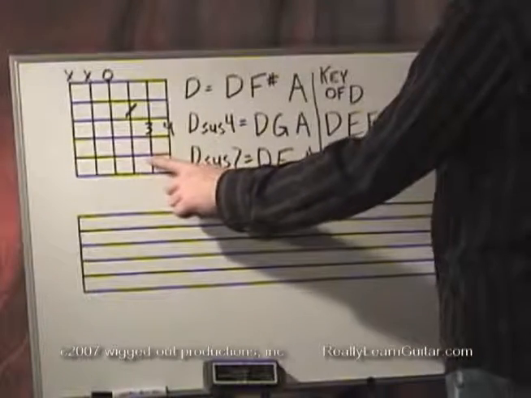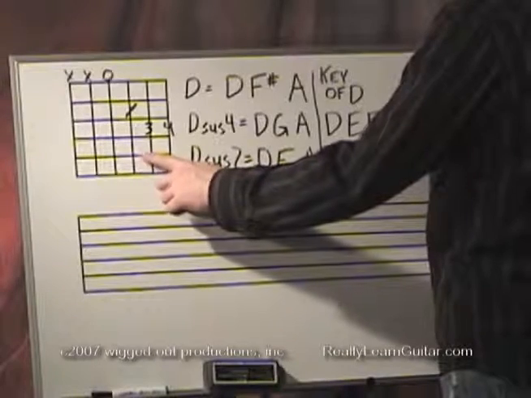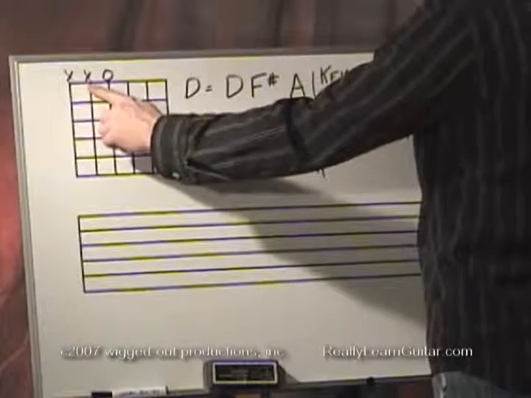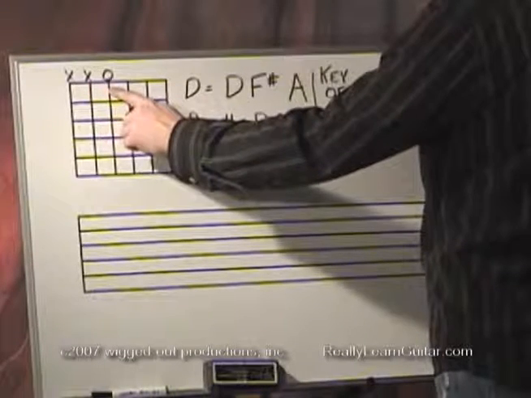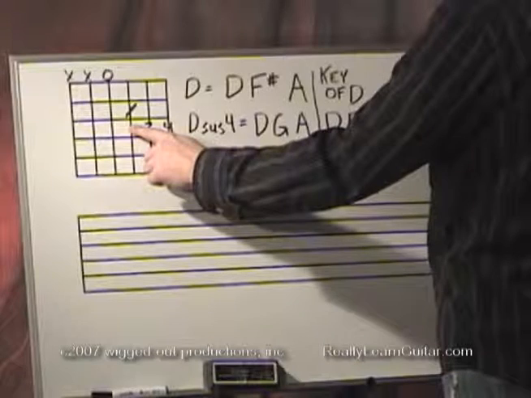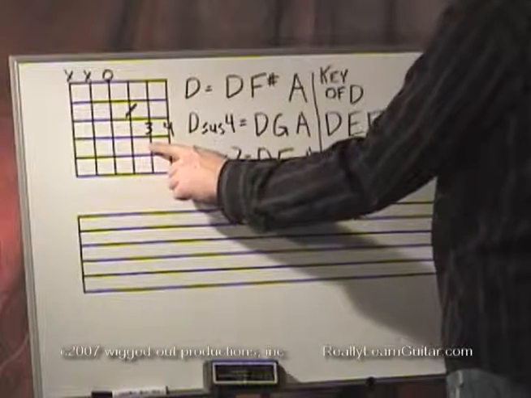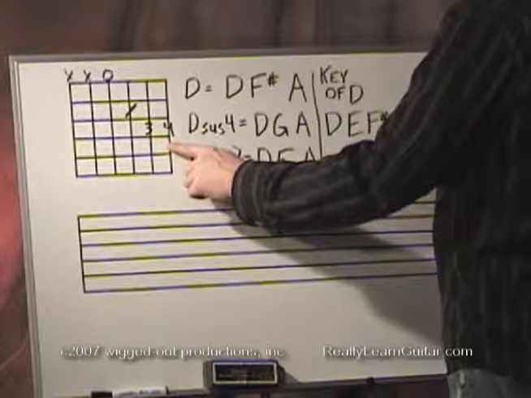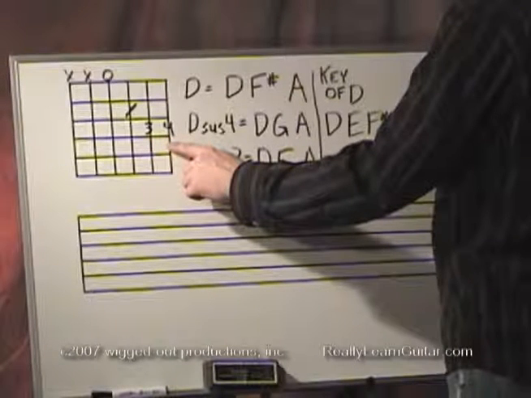This is the shape for D sus4. Very common shape. You'll notice the 6th and 5th string are not played. The 4th string is played. 3rd string, 1st finger, 2nd fret. 2nd string, 3rd finger, 3rd fret. And the 1st string is 4th finger, 3rd fret.